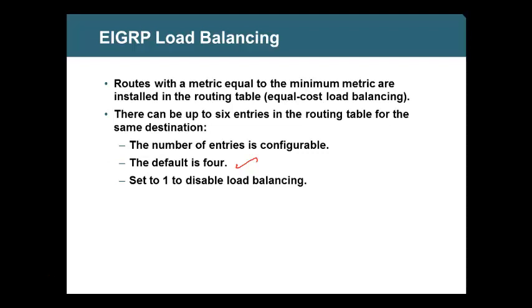But you can have up to 32. In the olden days it was only up to 6. Now you can have up to 32 equal cost paths for a destination in a routing table. 32. Definitely this number will grow bigger and bigger when a protocol is recommended for cloud.